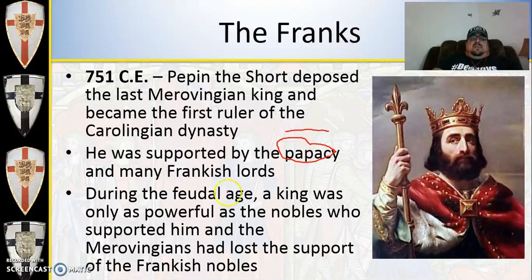Think the papacy, you think about the church. During a feudal age, a king was only as powerful as the nobles who supported him. The people underneath your king would be the nobles who are more supportive than him. Merovingians had lost the support of the Frankish nobles.